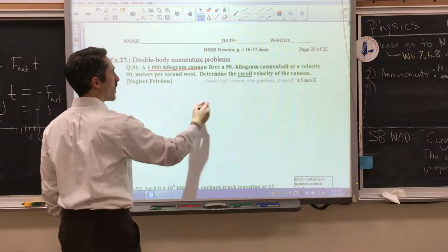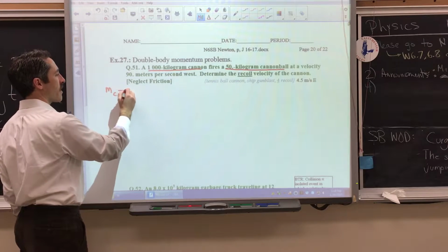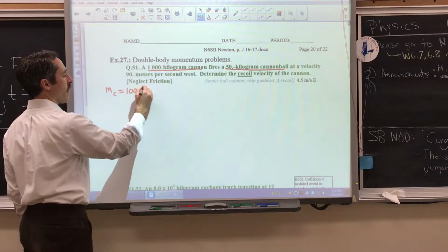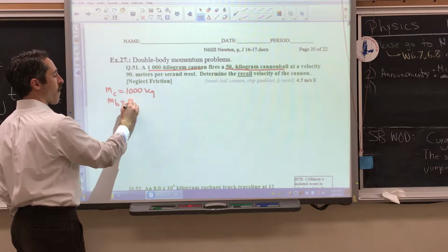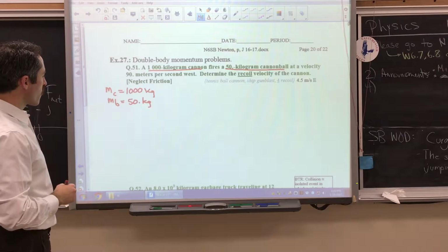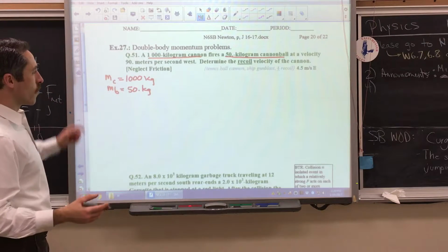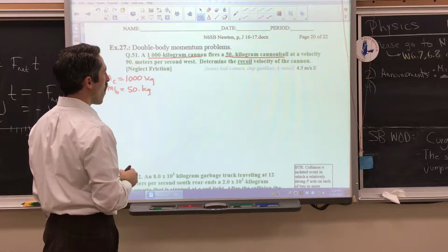1,000 kilogram cannon, 50 kilogram cannonball. So we have the mass of the cannon, and the mass of the cannonball. You've got two masses in here. Differentiate via subscripts: C for cannon, B for ball. You could have 1 and 2, but something. At a velocity of 90 meters per second, west!